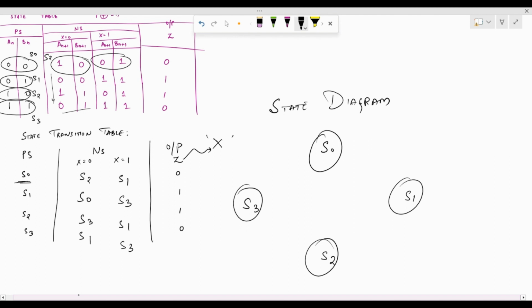So if the present state is S0, for that particular state, the output is going to be 0. For S1, it is going to be 1. For S2, it is going to be 1. For S3, it is going to be 0. So we can embed the outputs within the state itself.